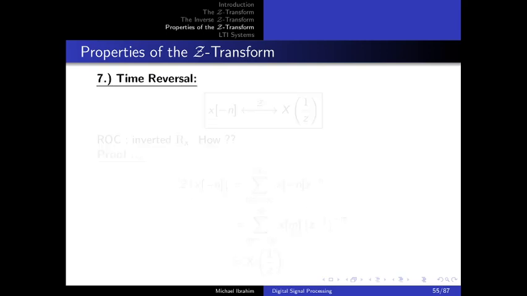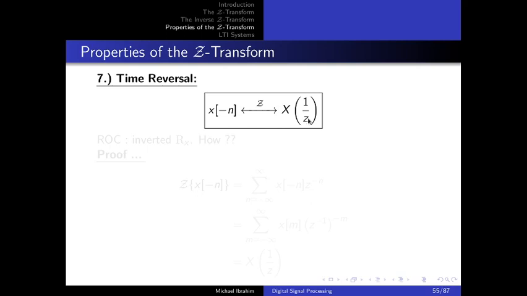Okay, so the next property is called the time reversal property. In time reversal property, if we replace n by minus n, if we have x of minus n, this basically implies that in the z domain we replace every z by 1 over z. So if you know x of n and you know its transform X of z, if you have x of minus n, then you need to replace every z by 1 over z, even in the region of convergence.